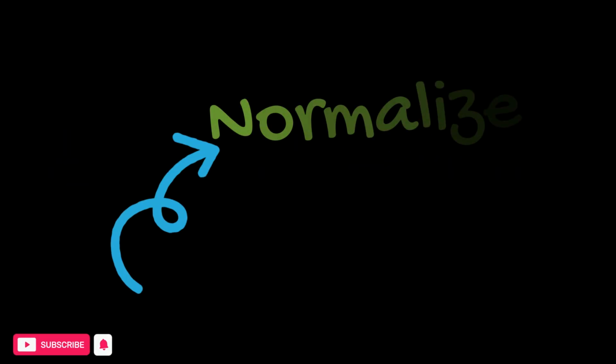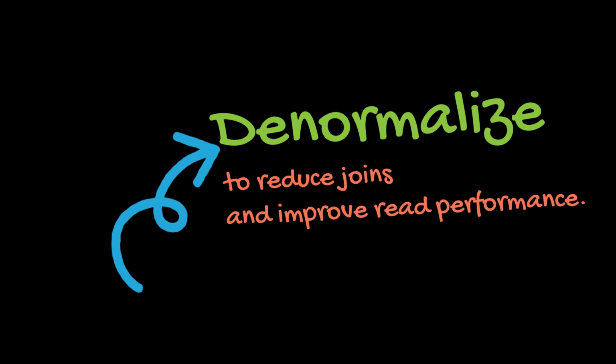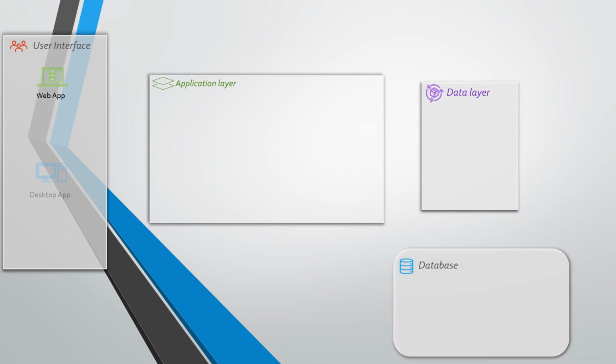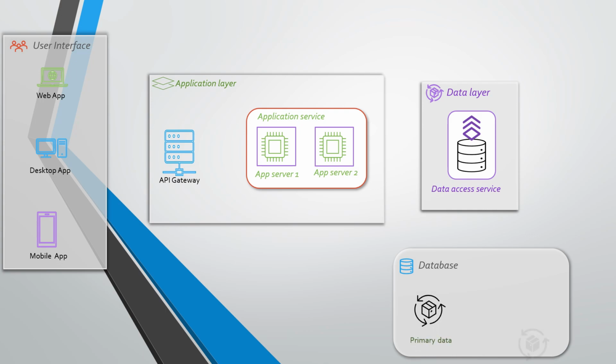Normalize or denormalize schema. Normalize to reduce redundancy and improve write performance. Denormalize to reduce joins and improve read performance. Use read replicas. For read-heavy applications, use read replicas to distribute the load. For example, configure a primary database for writes and replicas for reads.